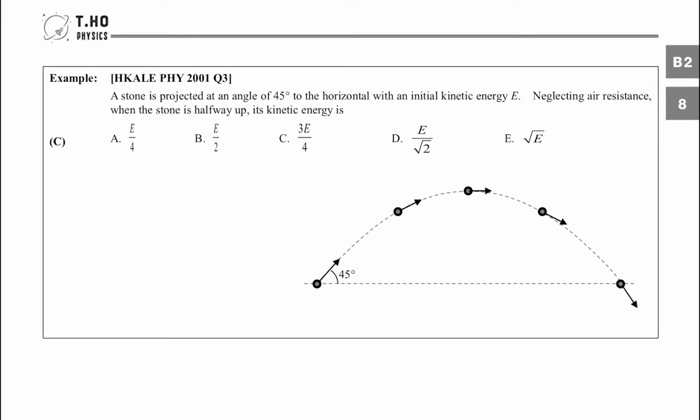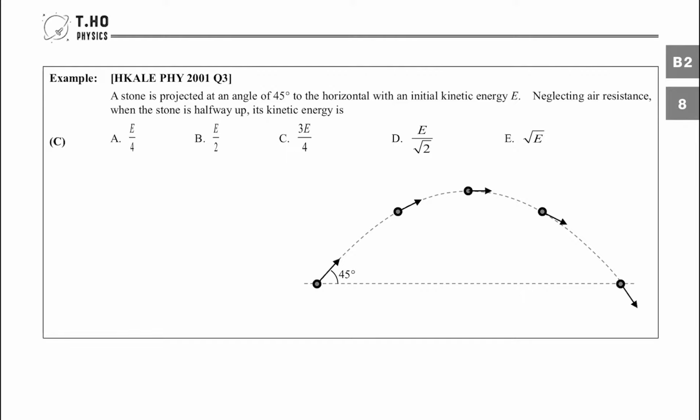Here we come to A-Level Physics 2001, question 3. A stone is projected at 45 degrees and follows projectile motion, and when it goes back to the original level here. Okay, so the question asks us, when the stone is halfway up here, its kinetic energy is equal to what? Originally, we have a KE of E.